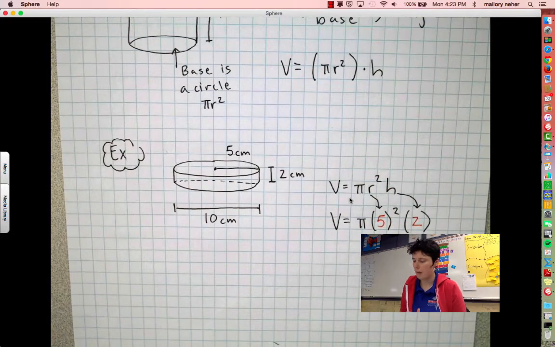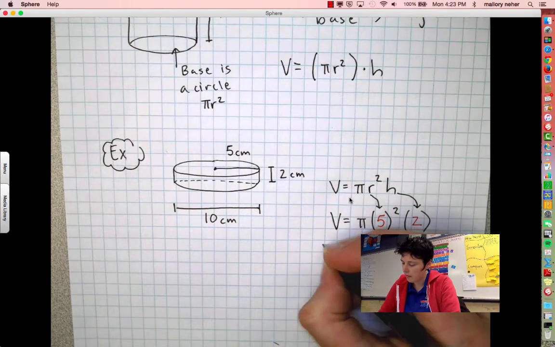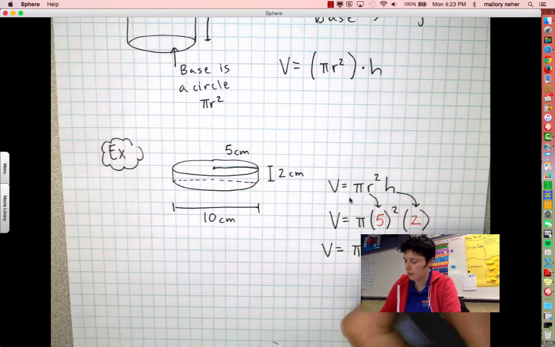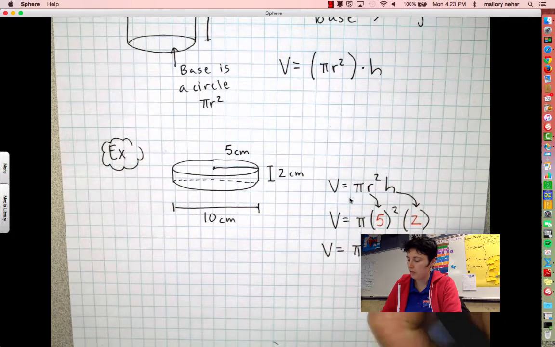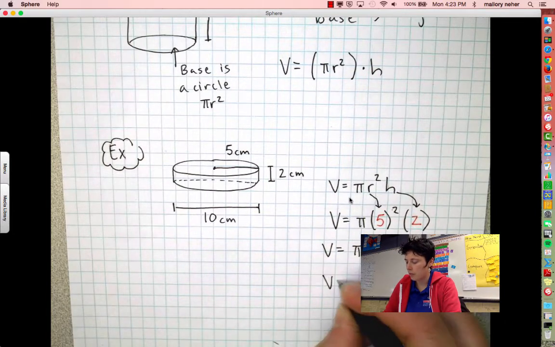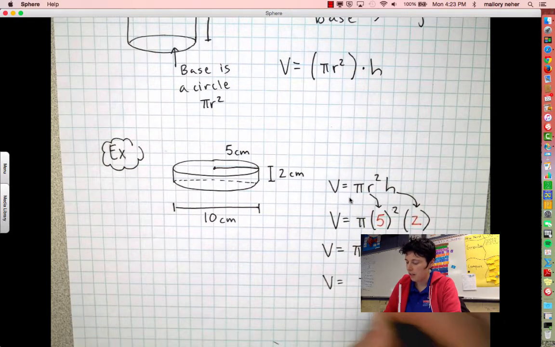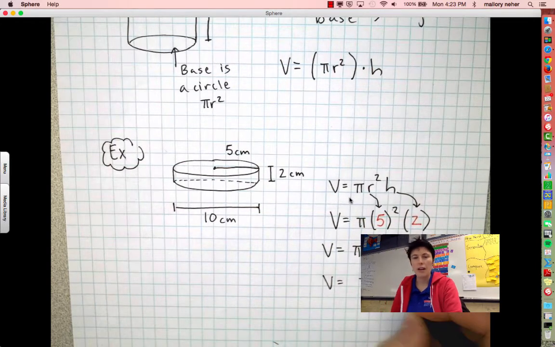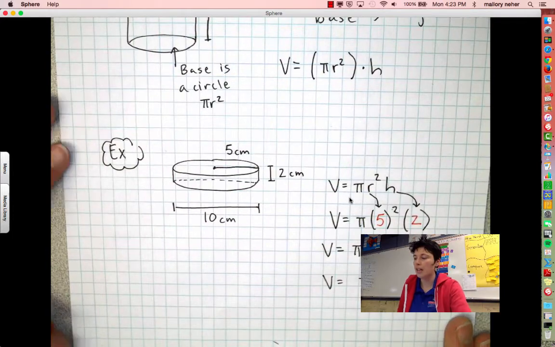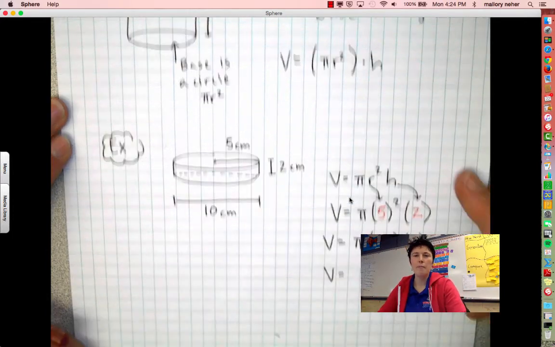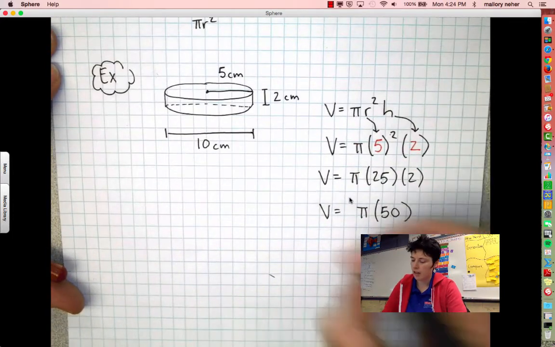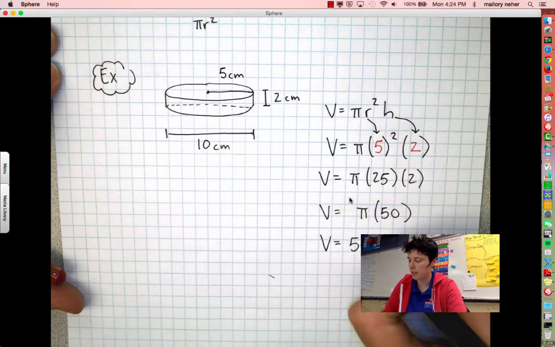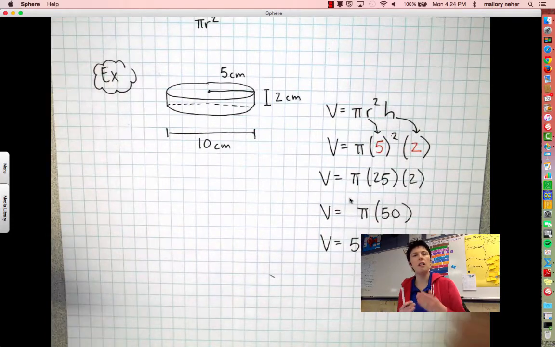And now I just have to do my math. So let's clean this up. Volume equals pi times 5 squared. Well, 5 squared is 25 times 2. Volume equals pi times 25 times 2 is 50. So I have basically 50 times pi. Now at this point in my work, this is where I have to choose. If I don't have a calculator, I'd probably stop here and just say, well, I have 50 pi as my answer for my volume. That'd be my non-calculator answer.